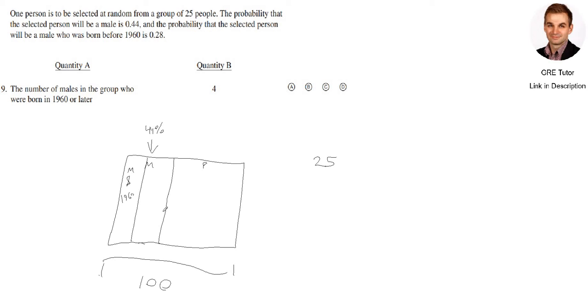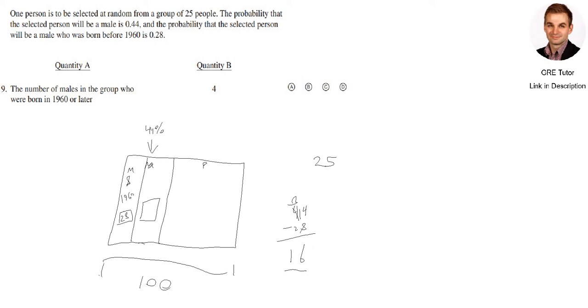Alright, 44% of them are male, and we know that 28% of them are both male and born before 1960. So what is this percentage? This is going to be the percentage of people that were born 1960 or later who are also male. Well, that's simply just 44 minus 28. Alright, so 14, carry, 3 minus 2 is 1. Alright, so you're at 16%.